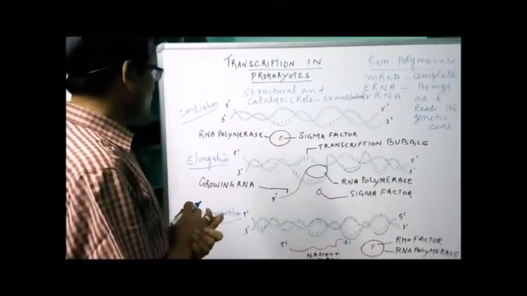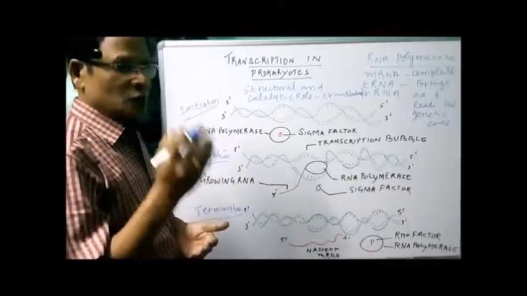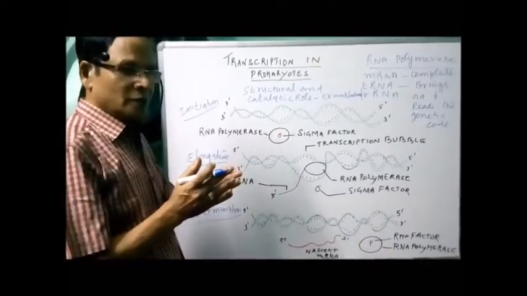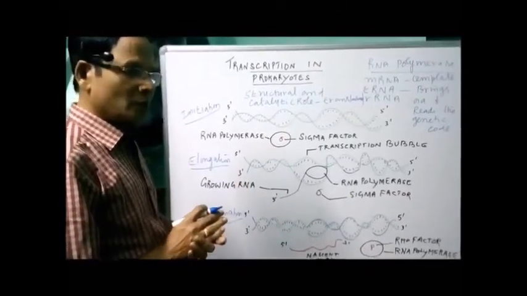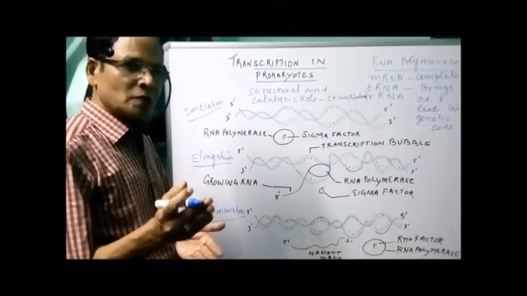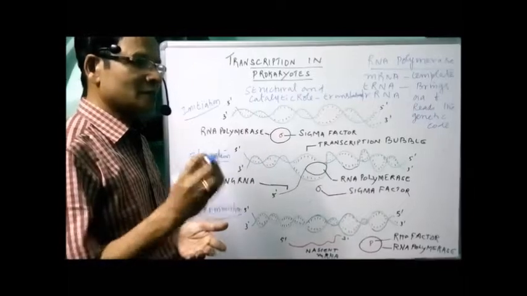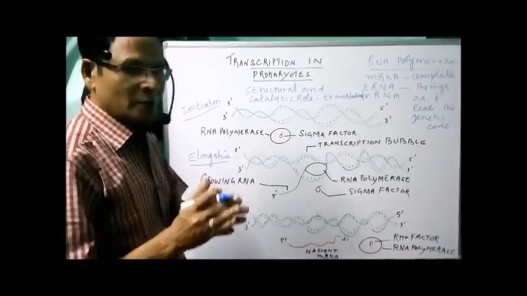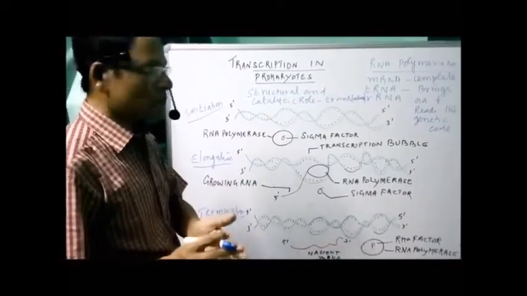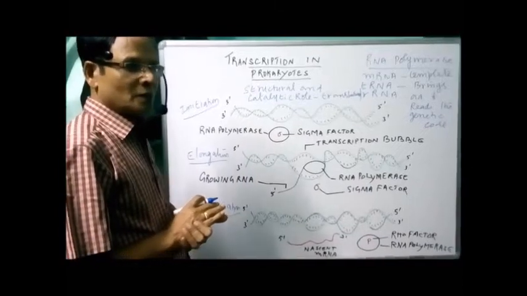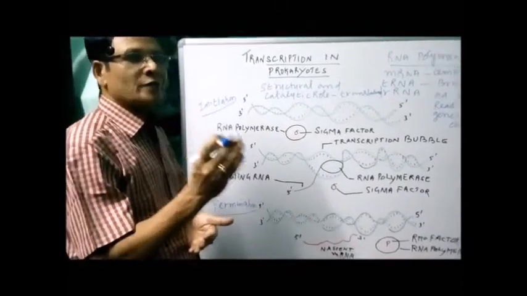Once you see that a polynucleotide chain is formed, how? By the addition of nucleotides in the form of nucleoside triphosphates, which act as the substrate, in a template dependent manner following the rules of complementarity. So they are added one after another.